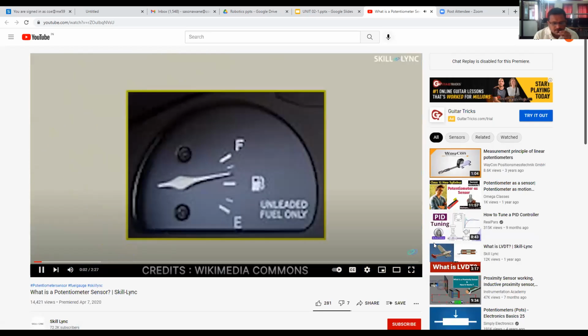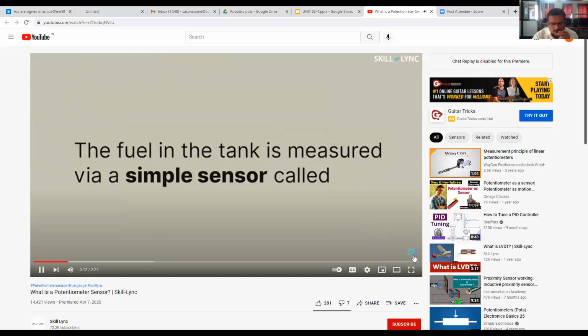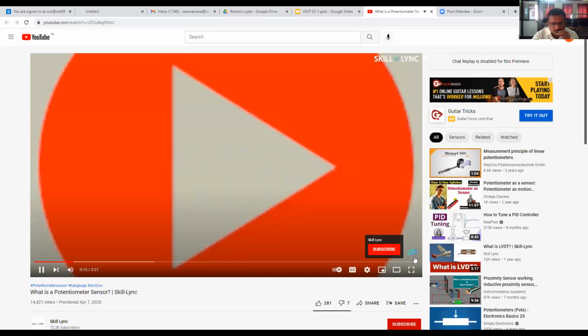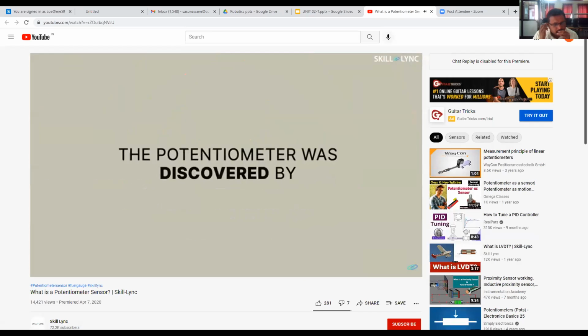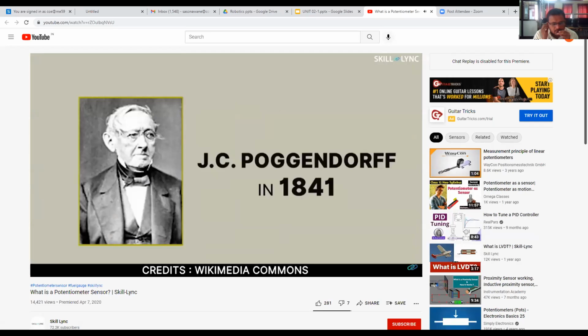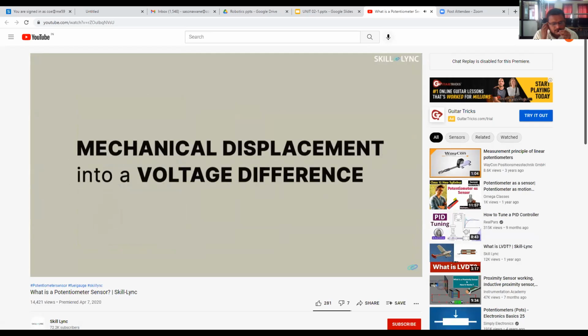Take a look at the image here. You will recognize it as one of the dials behind your steering wheel. Well, this is the fuel gauge which changes position depending upon the fuel level in the tank. The fuel in the tank is measured via a simple sensor called the potentiometer sensor. In this video, we will learn about the potentiometer sensor in more detail. The potentiometer was discovered by J.C. Poggendorff in 1841. Potentiometer sensor, in very simple terms, converts mechanical displacement into a voltage difference.